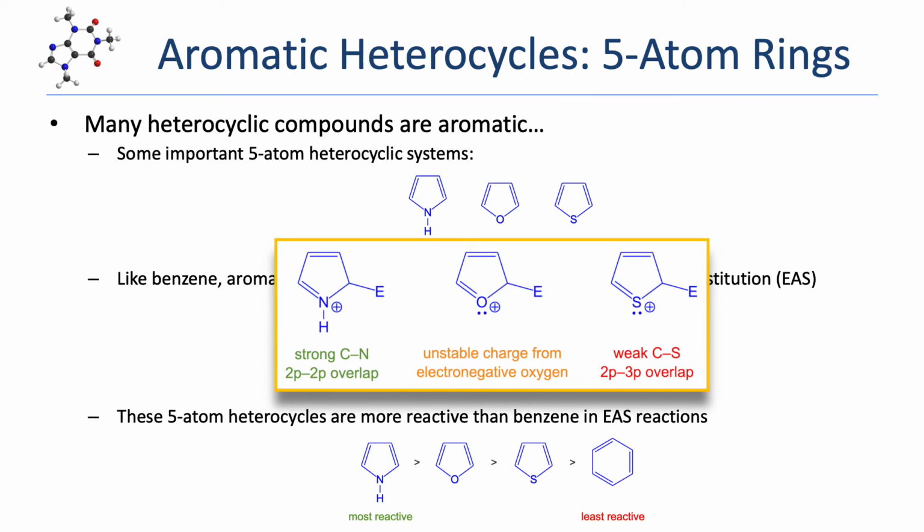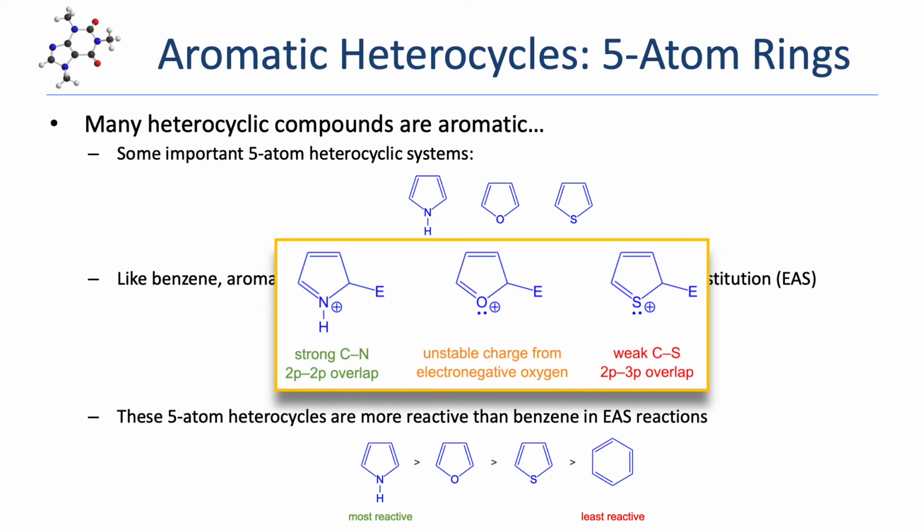To see why thiophene is less reactive than pyrrole and furan, we need to compare the qualities of the carbon-heteroatom pi bonds. The C=N and C=O pi bonds in the pyrrole and furan intermediates are quite stable. In each case, the pi bond is formed between a pair of 2p atomic orbitals, leading to a fairly good overlap and thus strong pi bonds.